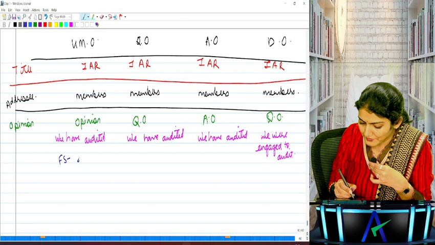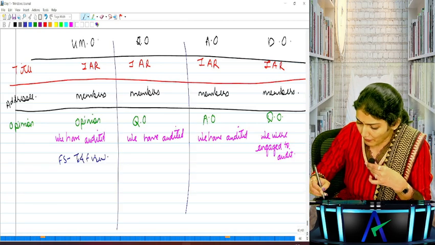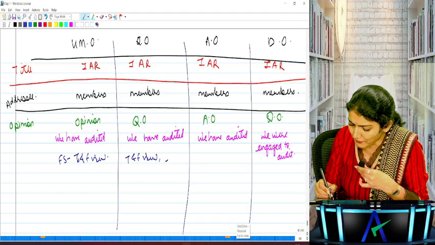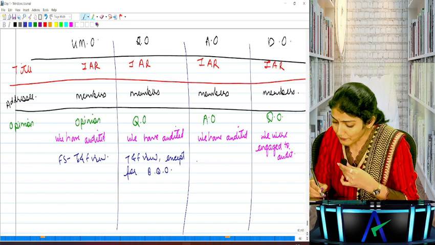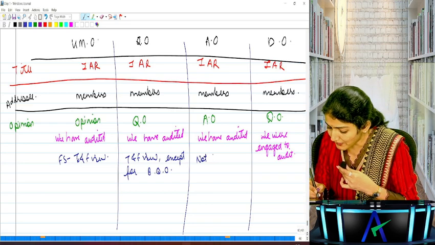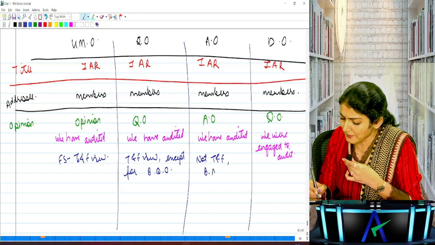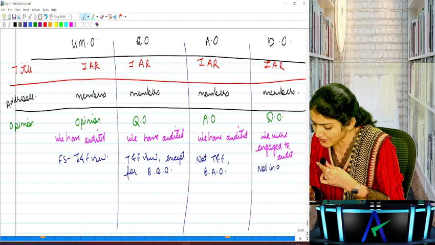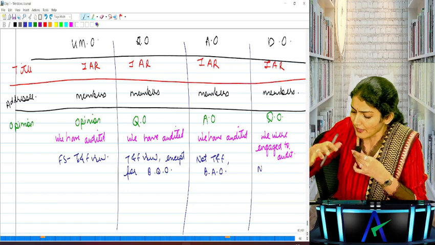What do we say? Financial statements give a true and fair view, for unmodified. For qualified, what do we say? Financial statements give a true and fair view except for the effect of the matters described in the basis for qualified opinion paragraph. Adverse opinion: financial statements do not give a true and fair view, not true and fair, because of the matters described in the basis for adverse opinion paragraph. And in disclaimer, we are not in a position to express an opinion, and we do not express an opinion on the financial statements.